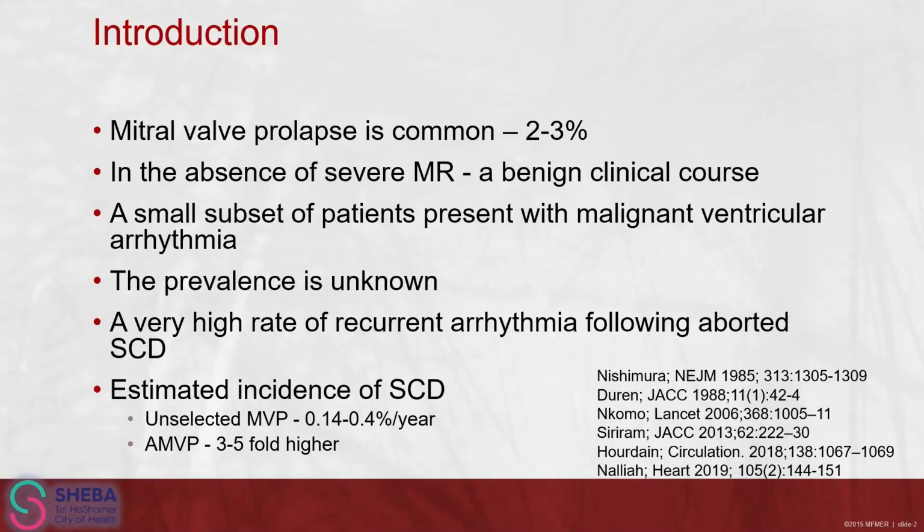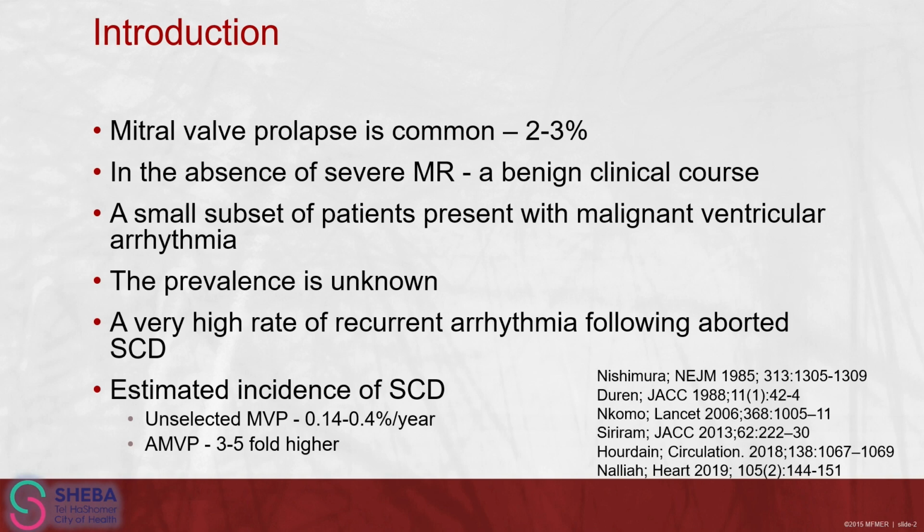We all know that MVP is very common and generally carries an excellent prognosis, but we've learned in recent years that there is an important subpopulation of patients that do develop malignant arrhythmia and sudden cardiac death, irrespective of their MR severity and even with preserved ejection fractions. We don't know what the prevalence of this newly defined group is. We call them arrhythmic mitral valve prolapse, but we do know that patients that presented once with malignant arrhythmia are highly likely to present with further arrhythmia.